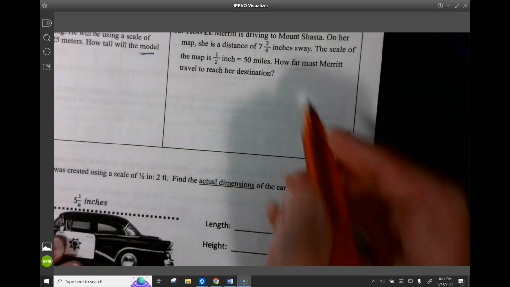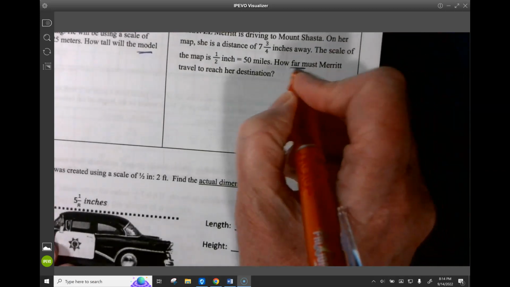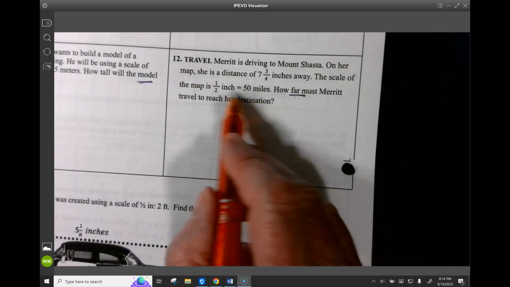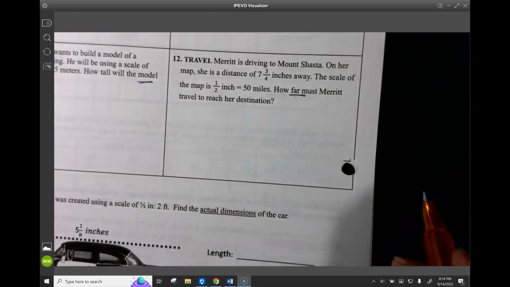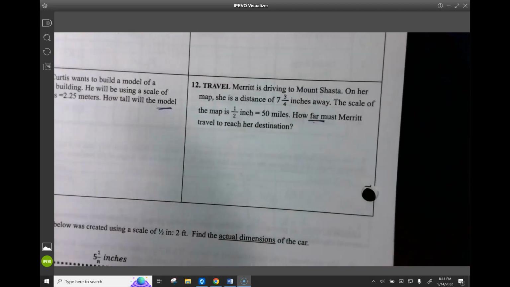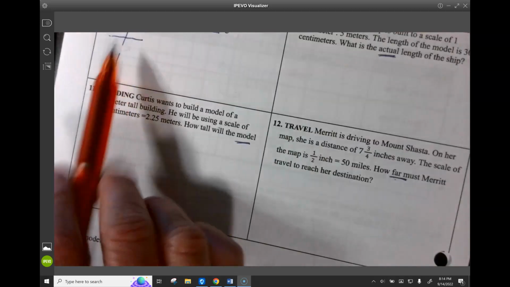And how far must they go in their destination? So this would be the actual distance. You're not going to drive an inch. Okay, you're not going to drive in inches, you're going to drive in miles. So this will be the actual distance. Pay attention to that, make sure which way you're going. But if you use the table, if you make the little table, it kind of helps you out as to which way you're going.